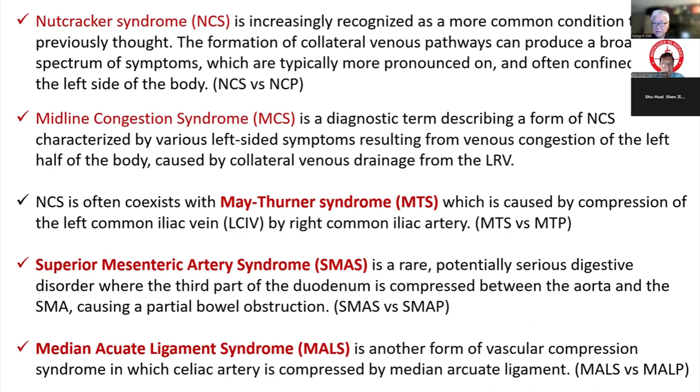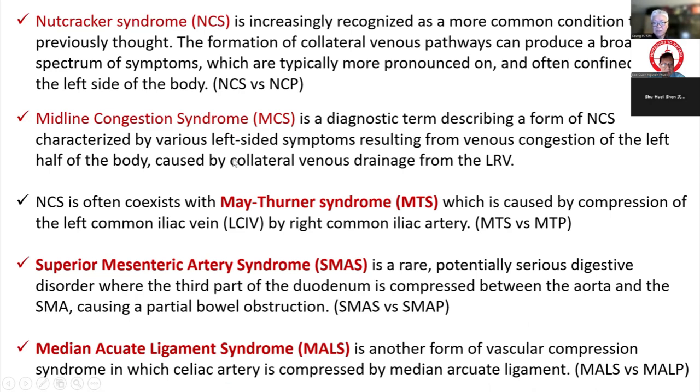I also mentioned that Nutcracker syndrome and Nutcracker phenomenon mean different things. A phenomenon is a phenomenon, and a syndrome is a phenomenon plus symptoms caused by this phenomenon. This term, midline congestion syndrome, is a diagnostic term describing a severe form of Nutcracker syndrome characterized by various left-sided symptoms resulting from venous congestion of the left half of the body caused by collateral venous drainage from the left renal vein. So midline congestion syndrome is a form of Nutcracker syndrome.